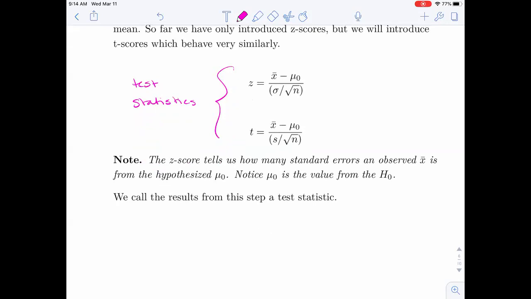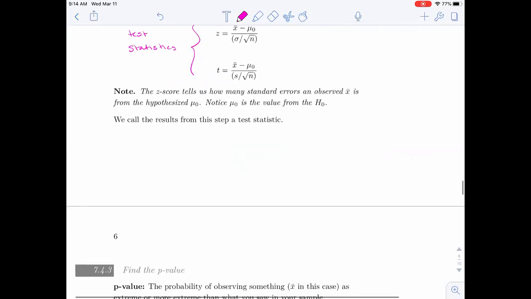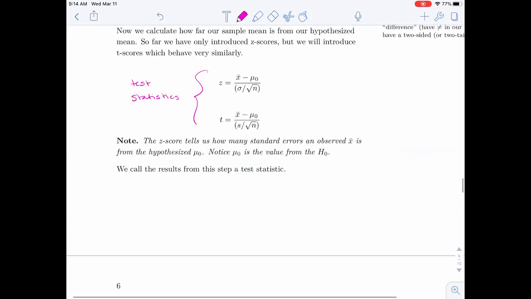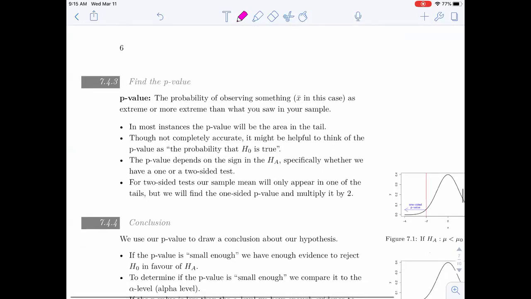We call the results from this step a test statistic. Turns out I don't need to do any writing at all. Got it all covered. Anyways, nice to highlight though. Okay, so once we calculate our Z, and later our T, but for now we're just focusing on Z's, then we find our p-value.